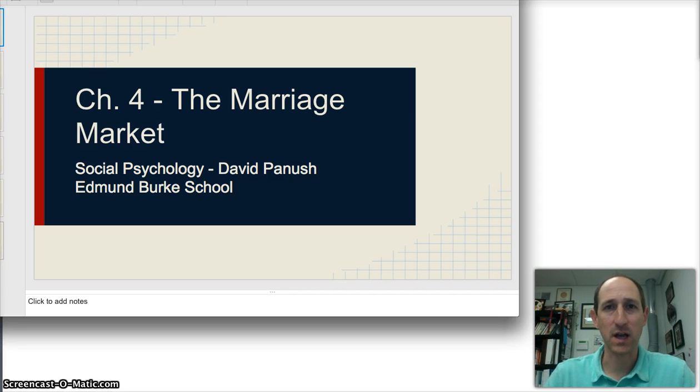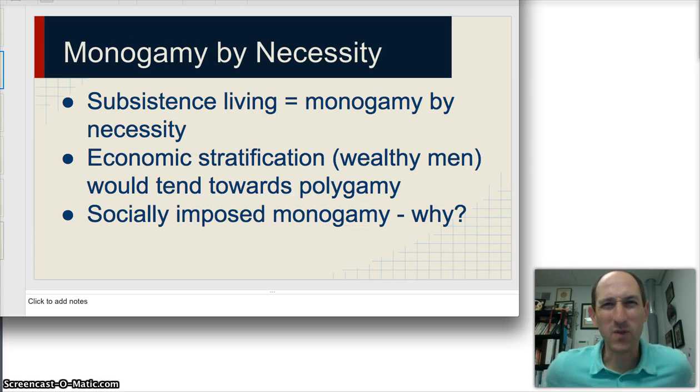In the course Social Psychology. This time we're looking at Chapter 4, The Marriage Market. The question that we've got to wrestle with in this chapter is the differences between monogamy and polygamy, and why we see monogamy so often in human cultures as opposed to polygamy.